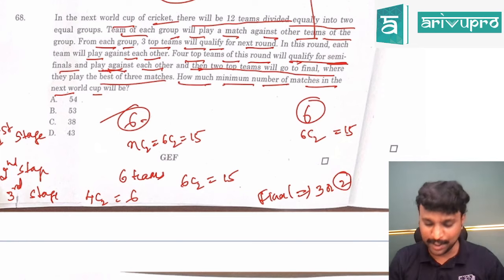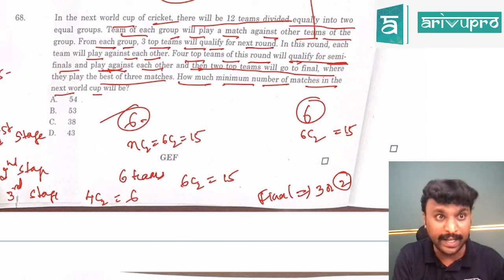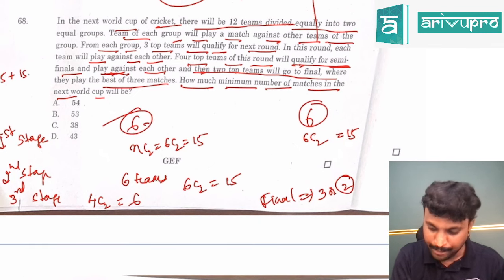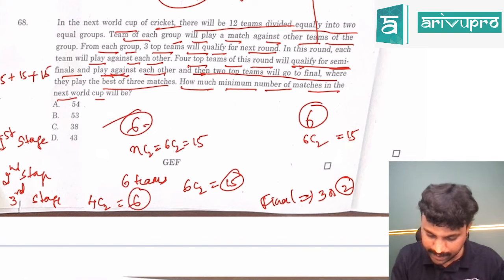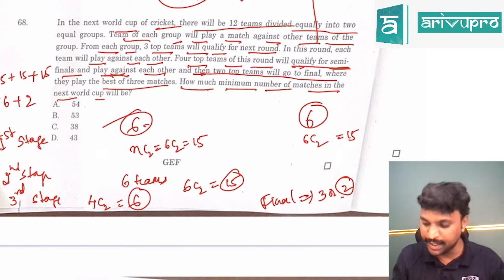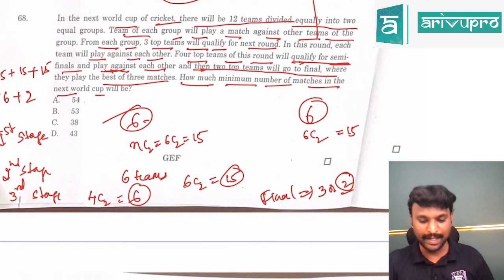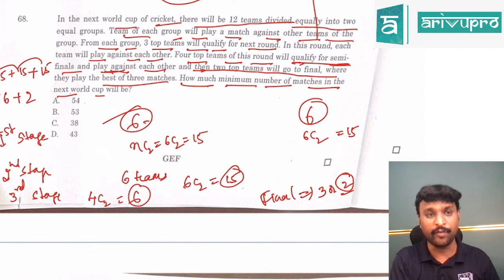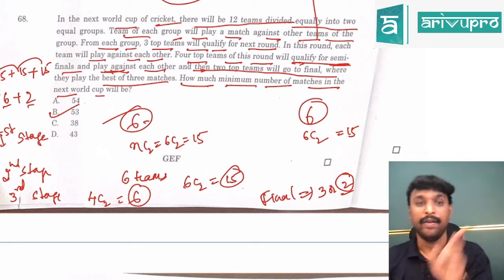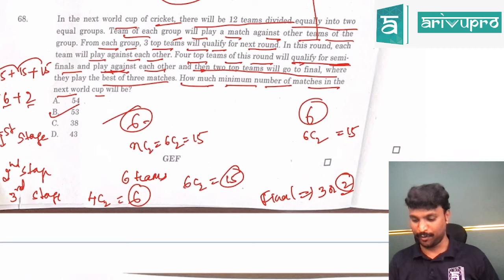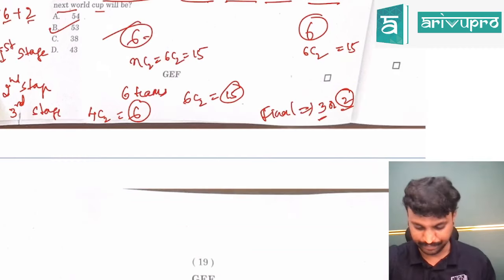So the total number of matches played is 15 plus 15, plus 15, plus 6, plus the minimum, which means you have to consider only 2. When you sum it up, you get 15 plus 15 plus 15 is 45, 45 plus 6 is 51, 51 plus 2 is 53. So option B is the answer. If they had asked maximum, 54 would have been the answer, because for maximum you consider 3.